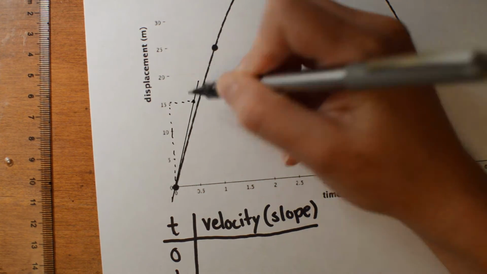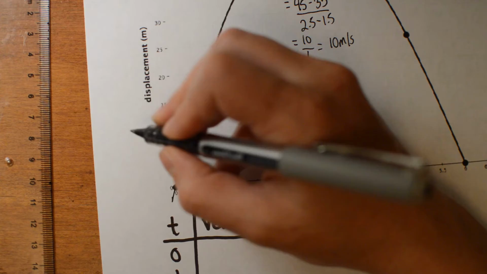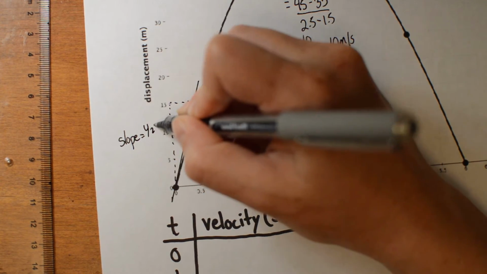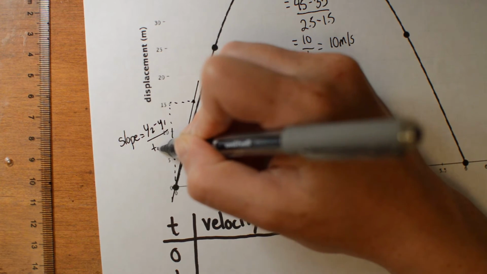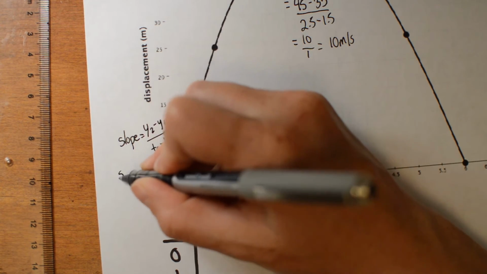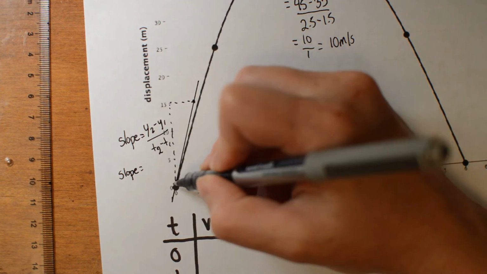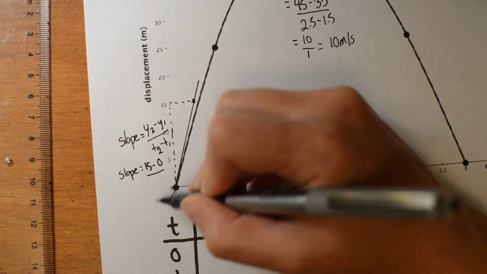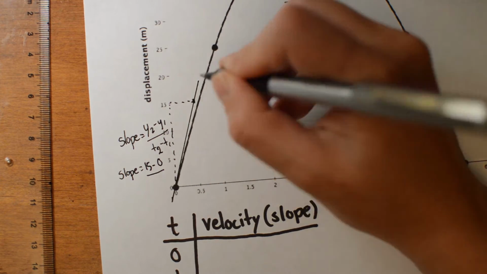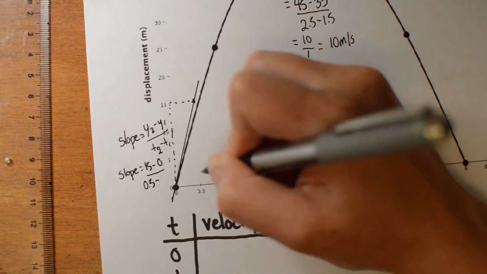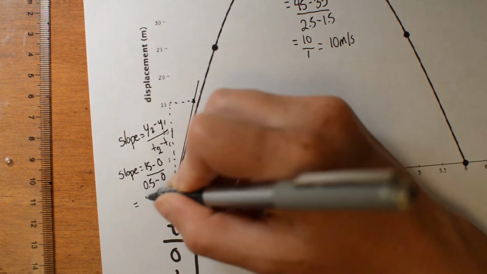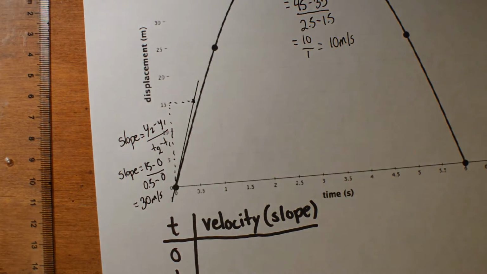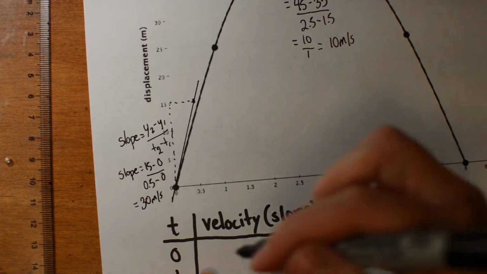I'll draw my rise and run triangle. The slope here is going to be my y2 minus y1 over t2 minus t1, as always. So that slope will be my final height here is 15. My initial one was 0. My final time for the point that I chose here is 0.5 and my initial time is 0. So 15 divided by 0.5 is 30 meters per second. So I can fill in the velocity at 0 is 30 meters per second.